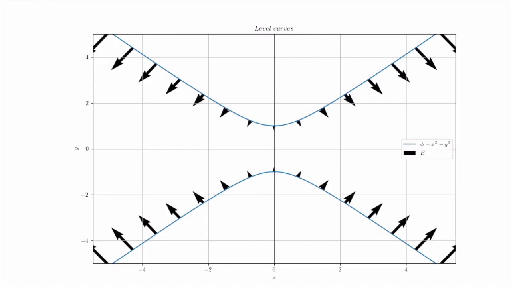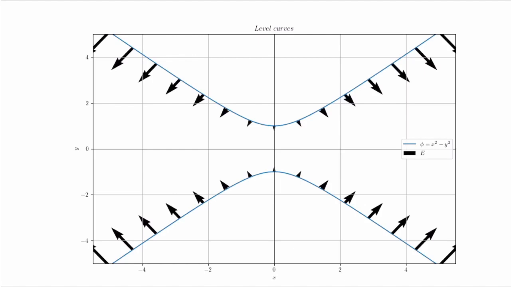What is plotted here is the electric field. The potential itself is given by phi of x, y equals x squared minus y squared. The electric field is shown in the figure, and the vectors are arrows pointing in that direction, both in terms of magnitude and the direction.